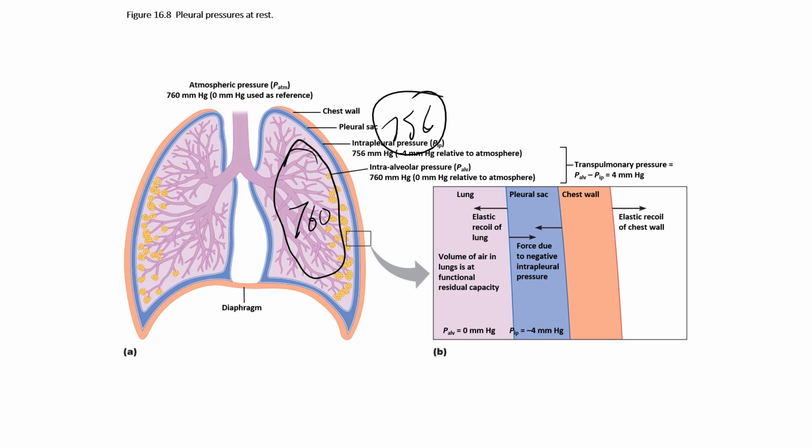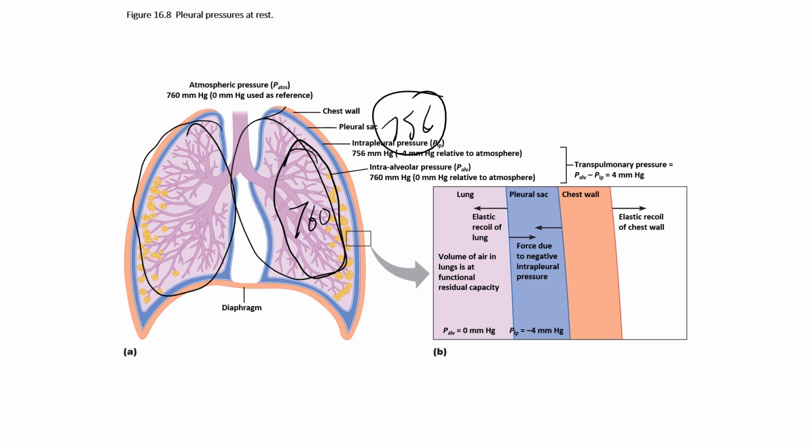The fact that the air in your lungs is constantly trying to expand outwards towards your pleural cavity, where the air pressure is less, right? Intra-alveolar pressure is greater than intrapleural pressure. So the air in the lungs is constantly trying to expand outwards towards the pleural cavity. That's what actually keeps the lungs inflated within the thoracic cavity itself.